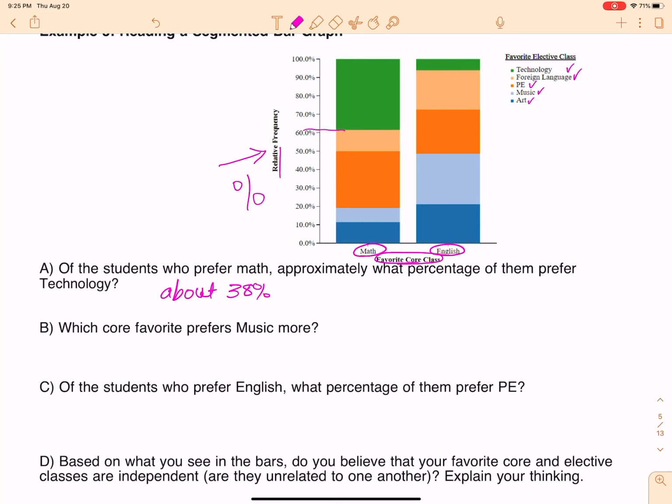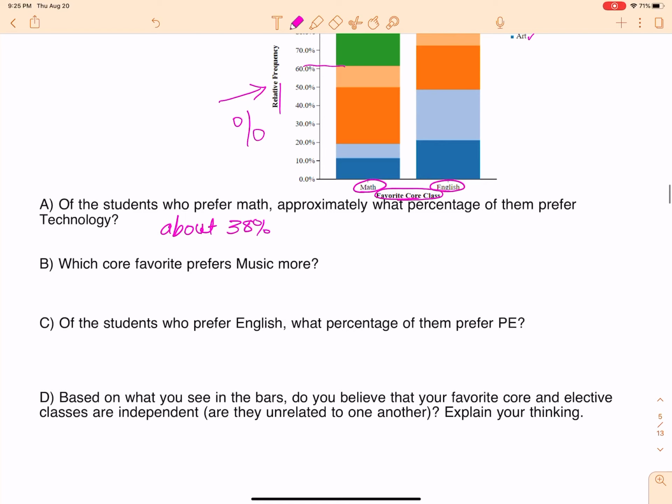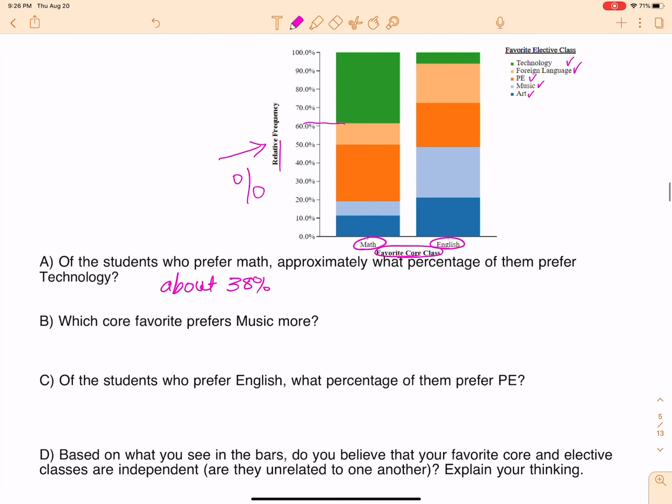So let's look at part B. Which core favorite prefers music more? So this is pretty easy. The music is the light blue. And as you can see, those who prefer English are much more likely to prefer music. That personally doesn't fit with me, but whatever. So it looks like the English core favorite prefers music more than the math core.